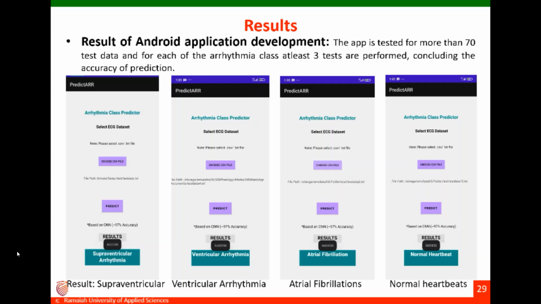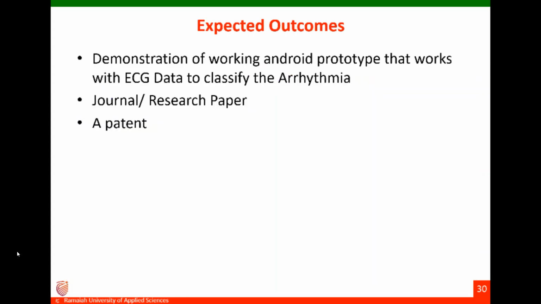So for that purpose, each of the arrhythmia has been predicted more than 3 times. So this is the overview of the result. The expected outcomes for this are a demonstration of the working Android prototype that we'll share later, and a journal research paper.